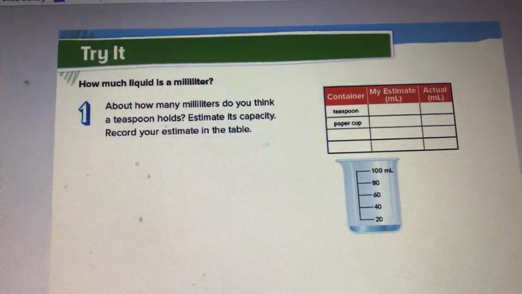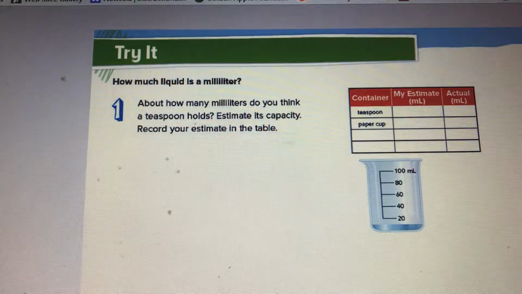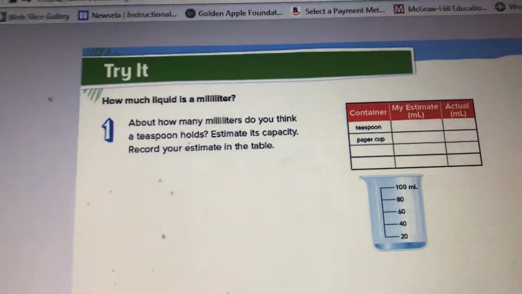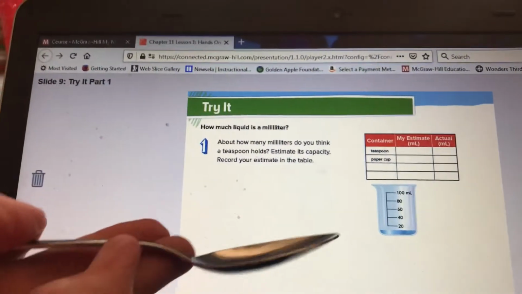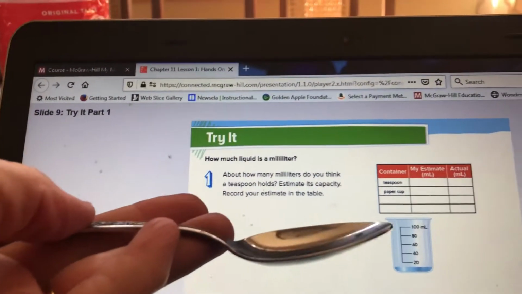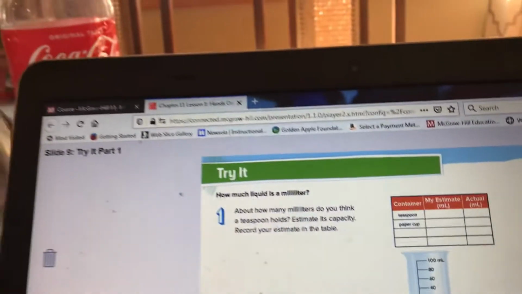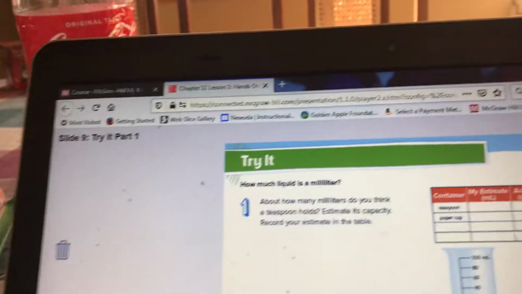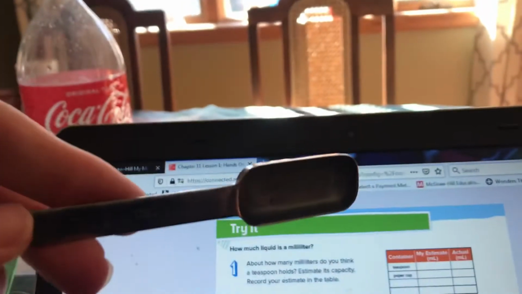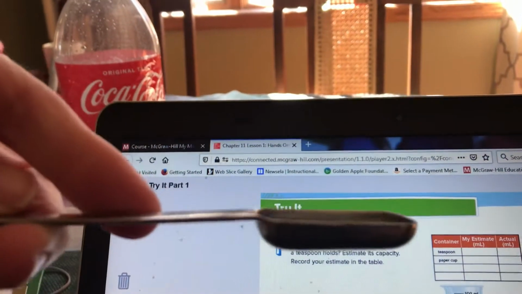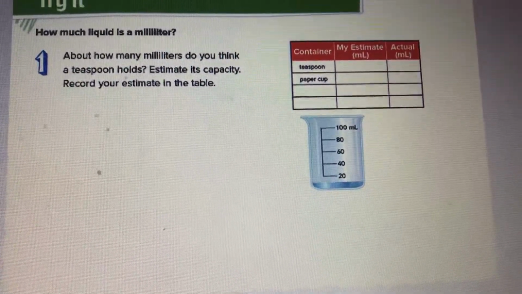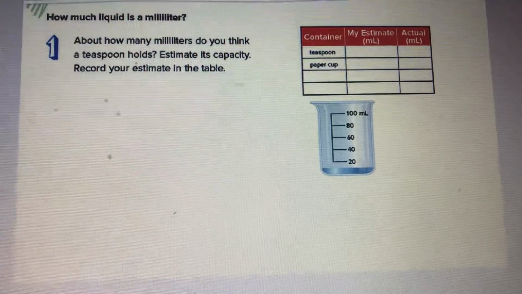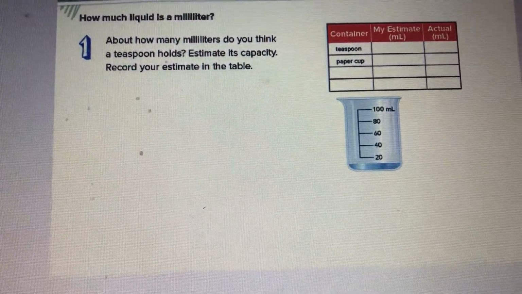Okay, about how many milliliters do you think a teaspoon holds? Estimate its capacity, record your estimates. Okay, I happen to have a teaspoon. This is what a teaspoon looks like, okay? Or if you want to use something a little more specific, you can go with something like a measuring spoon, a teaspoon. So if you have those at home, go ahead and get some of those out. Those might be helpful right now. Again, pause the video if you need to. So about how many milliliters do you think a teaspoon holds? Estimate its capacity. Record your estimate in the table.